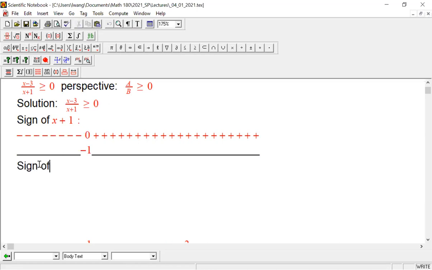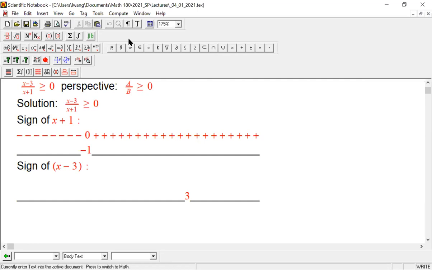Then you look at the sign of x minus 3. We know that x minus 3 changes sign where? At positive 3, right? And how is the sign distributed? When x is less than 3, it's negative. At 3 it is 0. Larger than 3 it is positive. You guys know the drill, right? You should know the drill by this time. Yes?